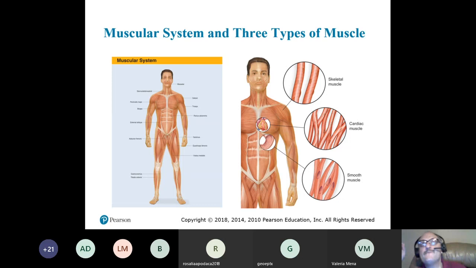The reason being is automaticity. The cardiac muscle itself is originating that electrical impulse for it to beat. So it just generates its own impulse.